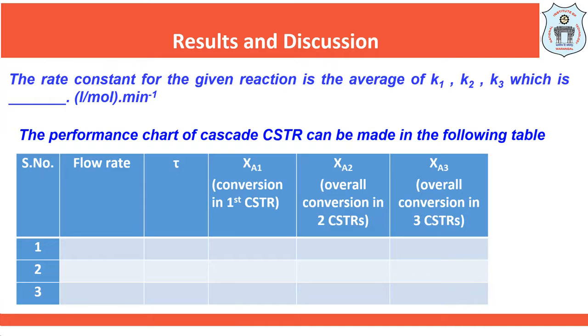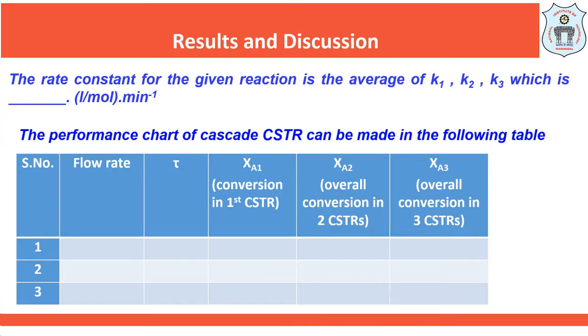Okay, the performance chart for the Cascade C.S.T.R can be made in the following table. So we have the flow rate, for a given flow rate what is the tau value, what is the conversion in reactor 1, conversion in reactor 2 and conversion in reactor 3. So that can be summarized in this table, and whatever inference you have observed can be written. We will observe whether the conversion is increasing or not with increase in volumetric flow rate, what is the change in conversion, all that can be written.